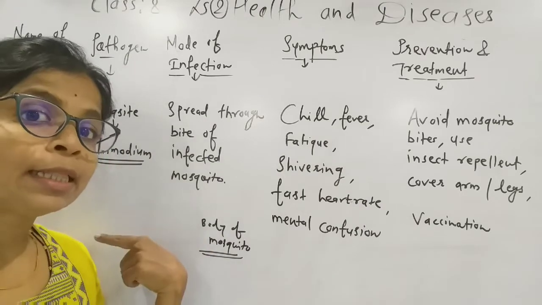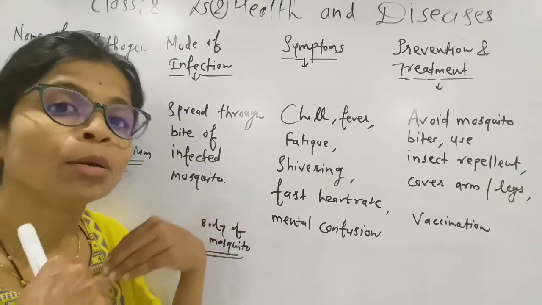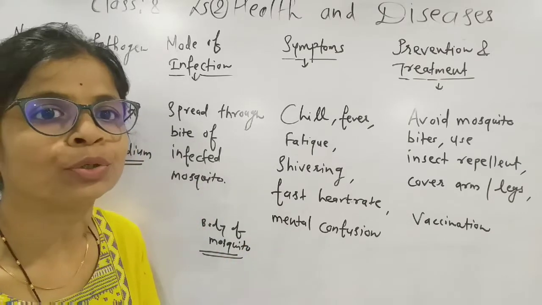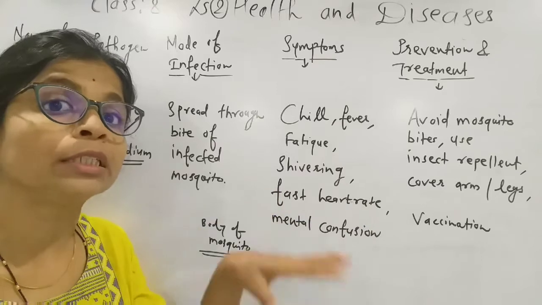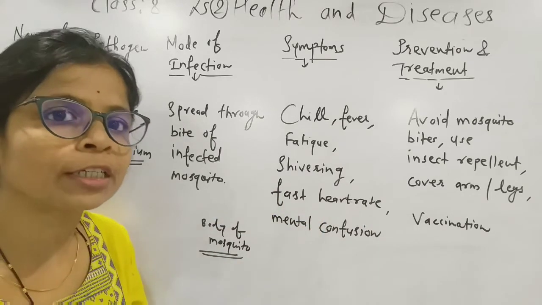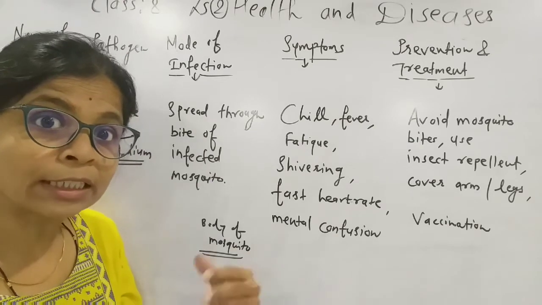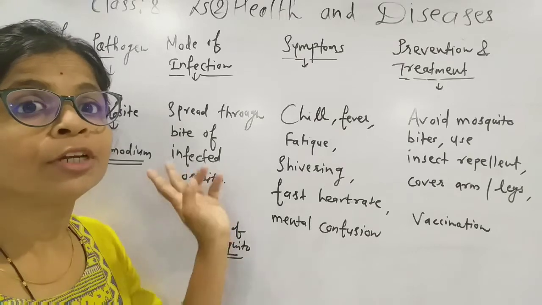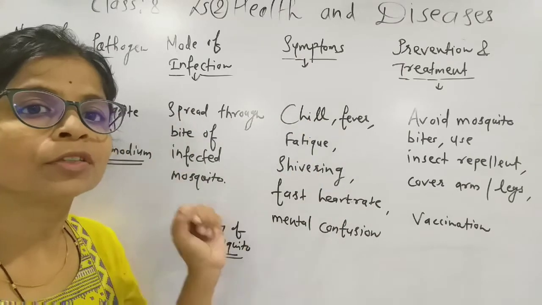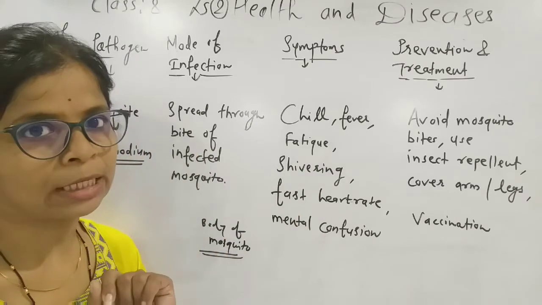Now see, the life cycle of this parasite goes on inside the body of the mosquito. The plasmodium is growing inside it, in the mosquito. And if such an infected mosquito, which carries the plasmodium inside it, bites a normal person, then the person can be infected with malaria.